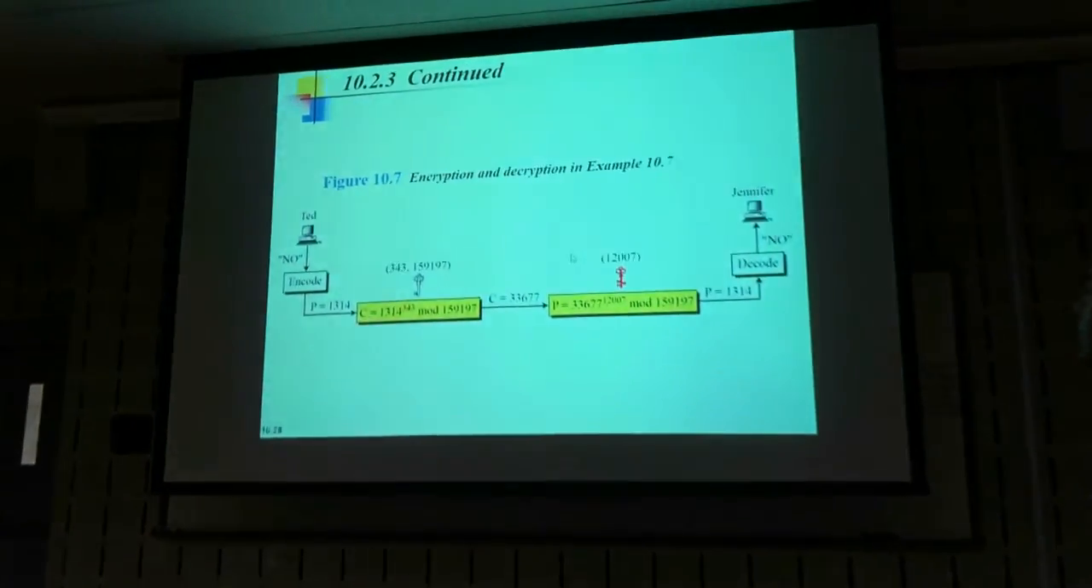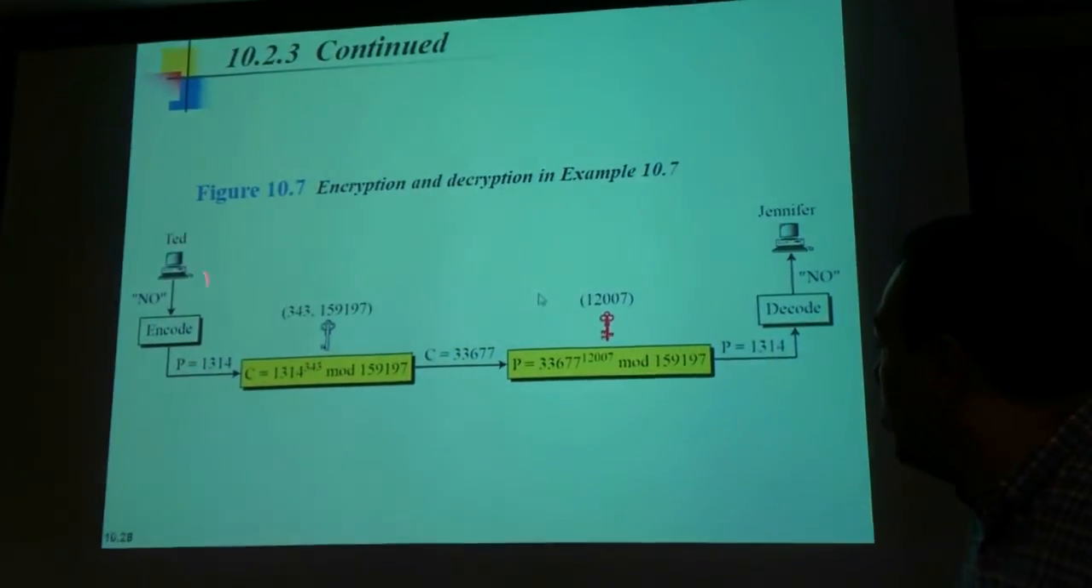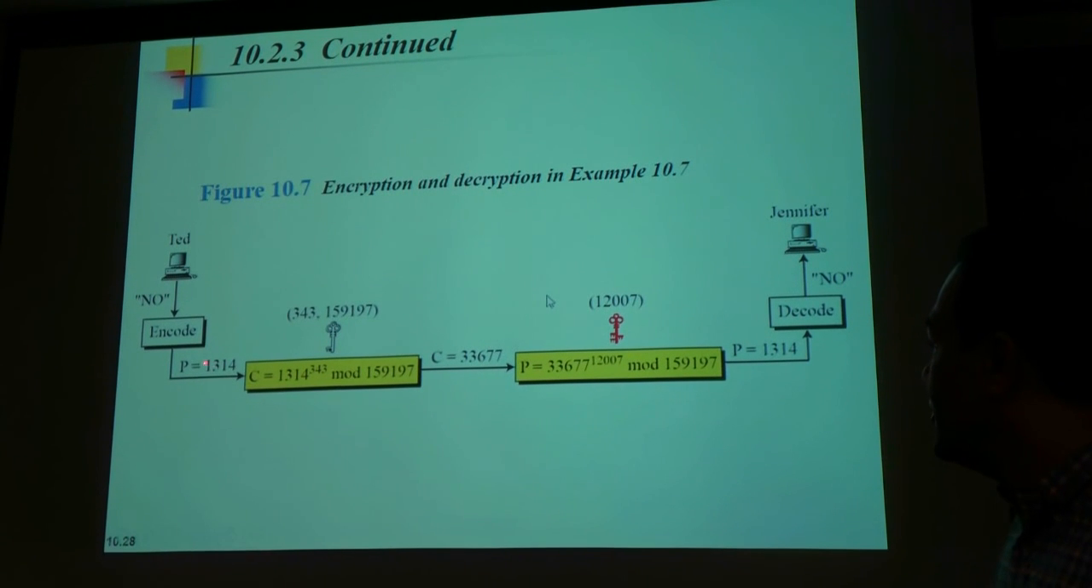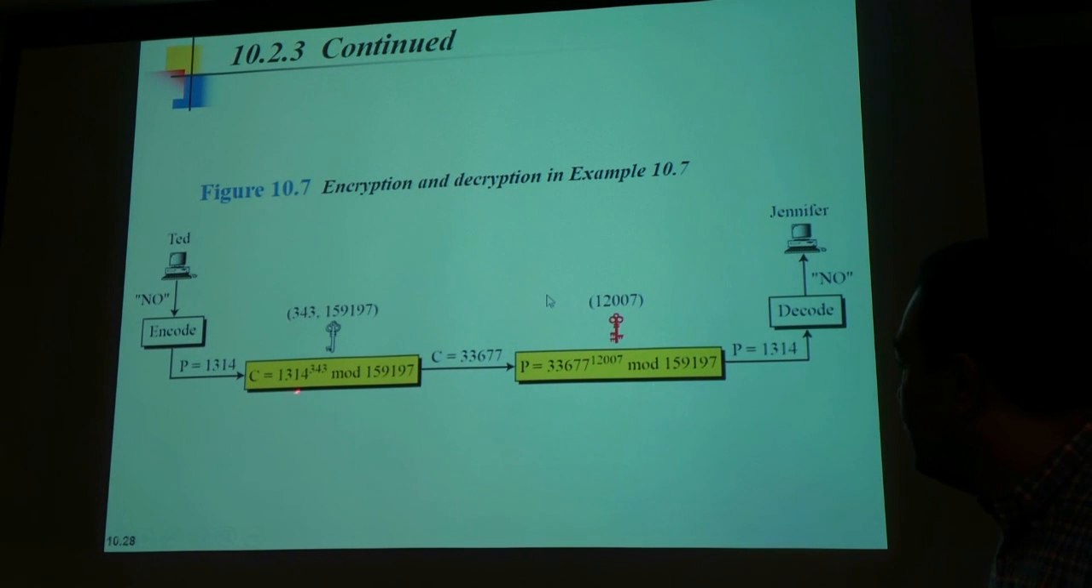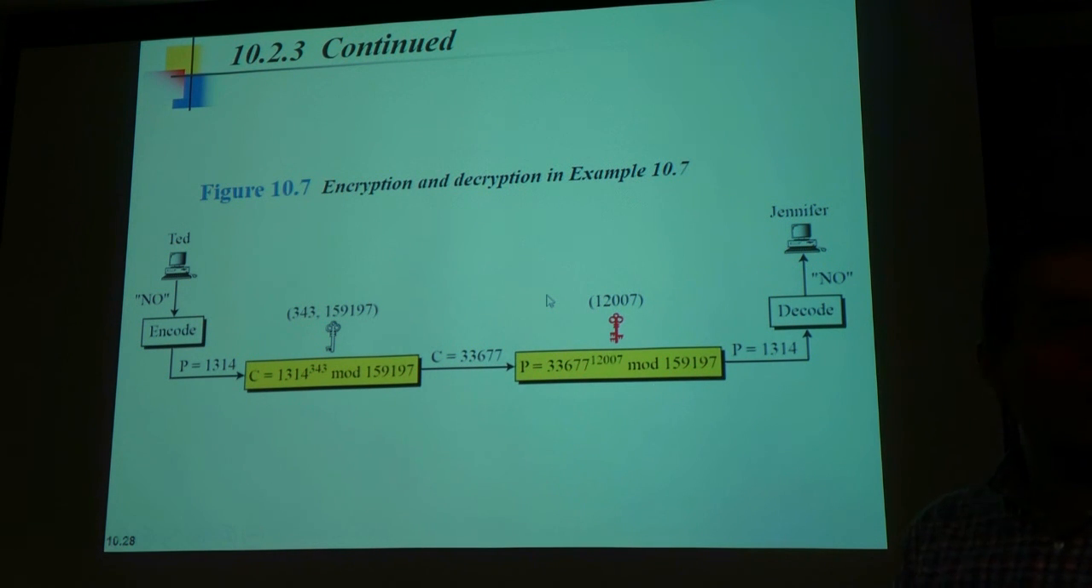All right, so very simple in here. Ted, the plain text is 1314. So 1314 to the power of E mod N gives you C. And here you'll have C to the power of D mod N gives you the same data. Yes?